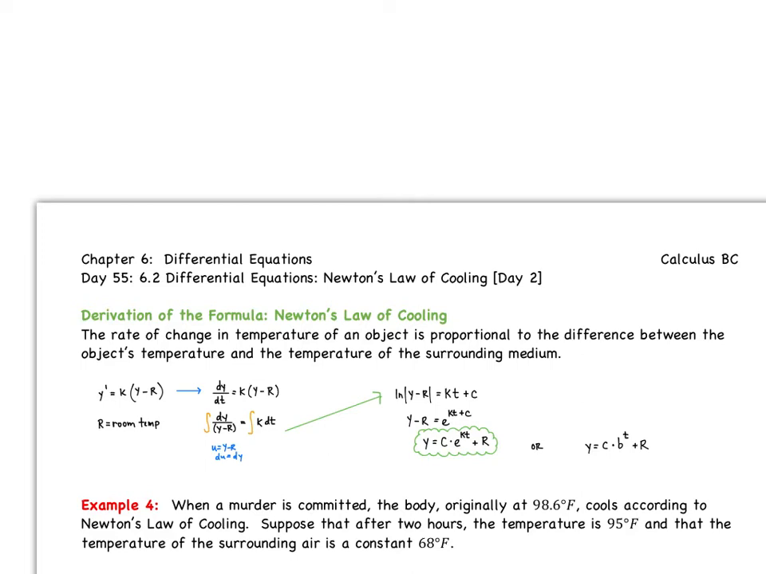Welcome to the second part of 6.2, differential equations, Newton's law of cooling. So that's what we're going to focus on today. The first thing we're going to do is go through the derivation of the formula for Newton's law of cooling. The rate of change in temperature of an object is proportional to the difference between the object's temperature and the temperature of the surrounding medium, meaning the room temperature.